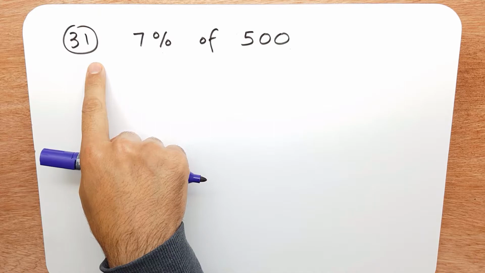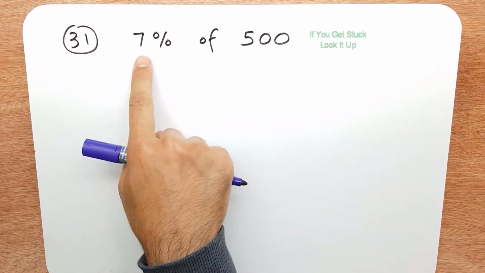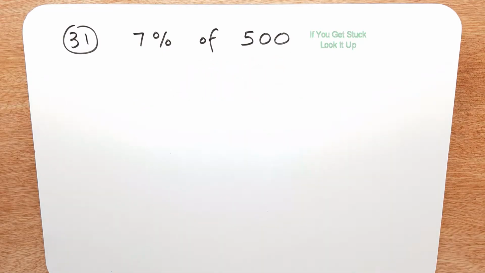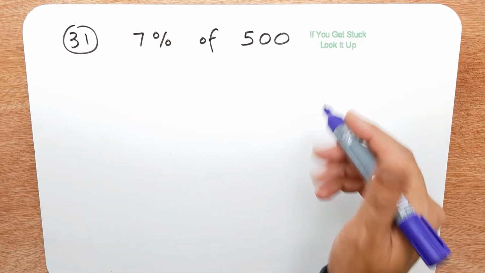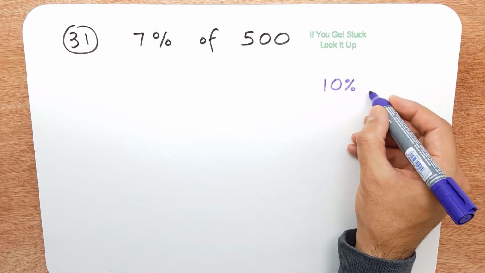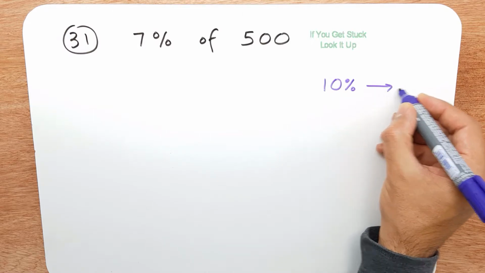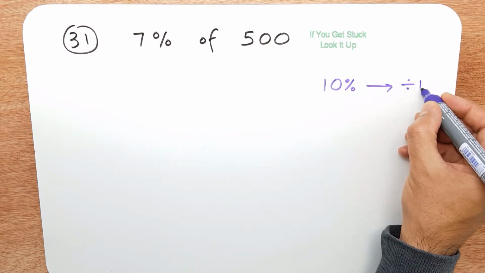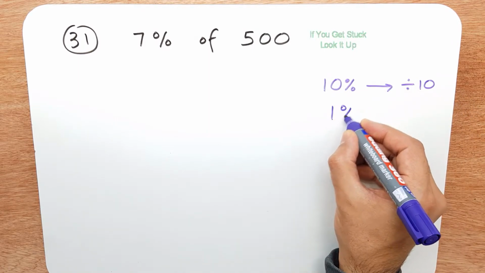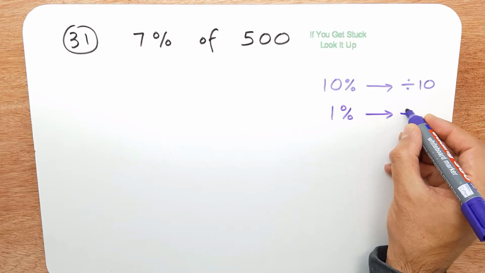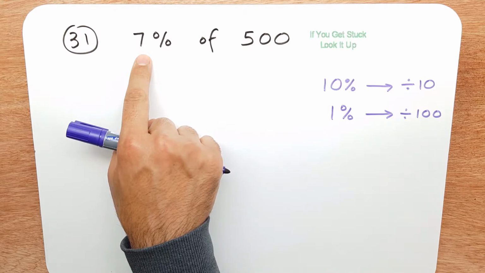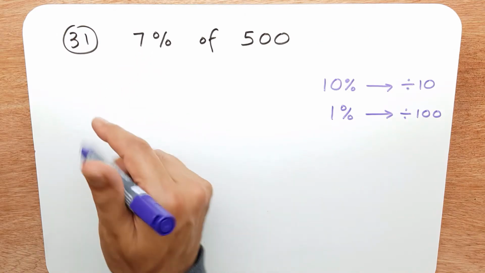Question 31. We are asked to find 7% of 500. Now, one thing you need to know is if you want to work out 10% of something, you simply divide by 10. And if you want to work out 1%, you divide by 100. So the way we're going to do this is we're going to work out 1%.